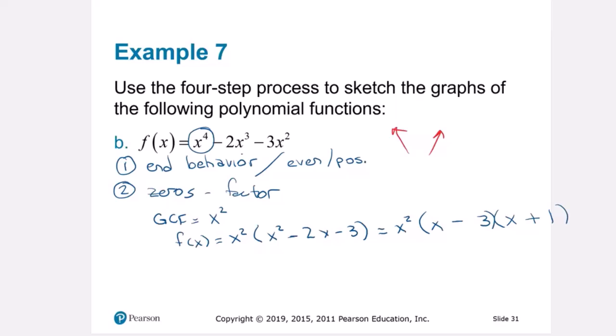I have a degree of 4. I actually do have 4 zeros, even though it only looks like I have 3. Let's make our table.